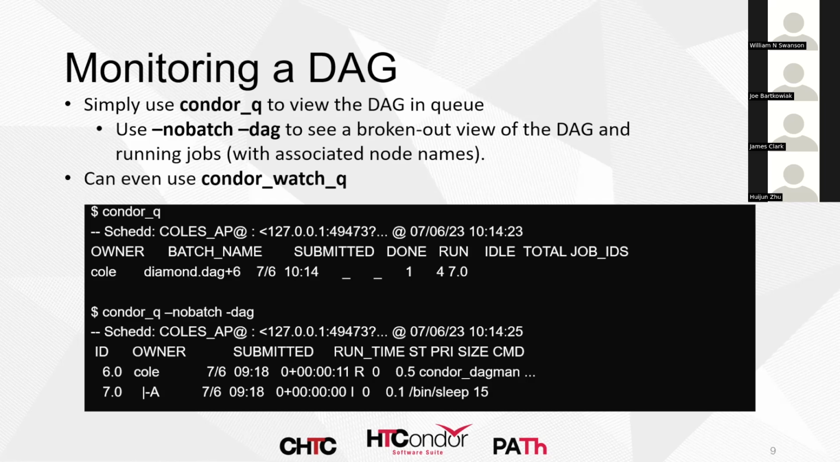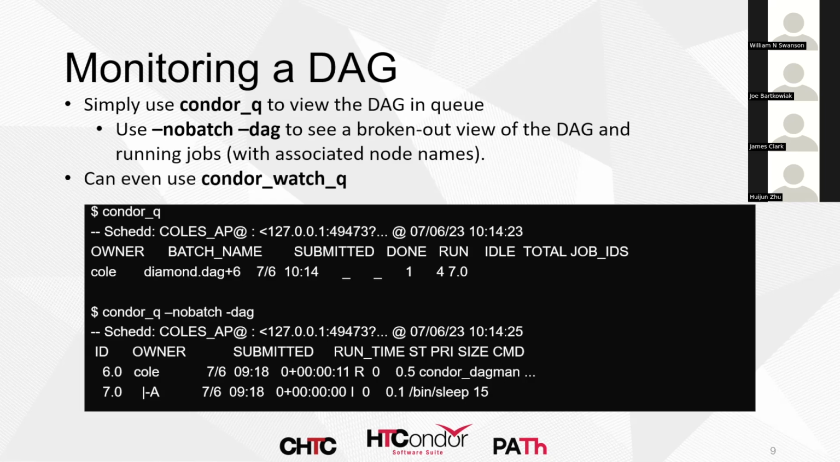If you do want a non-batched view, you can pass these flags, -nobatch and -dag. You don't need -dag to have the uncondensed view, but I like to do it because it shows the node name of the associated job. And it looks something like this. So here we have our DAGMan scheduler universe job. And hey, look, node A is running job 7. Unfortunately, it's just a sleep job. Don't tell anyone we're wasting science, but there it is. Another neat thing for those who do know, condor_watch_q also works.